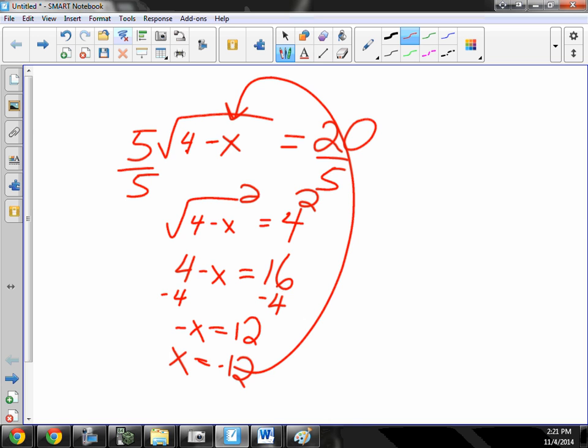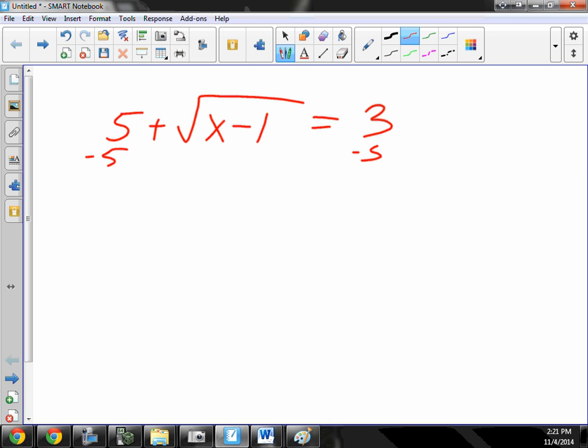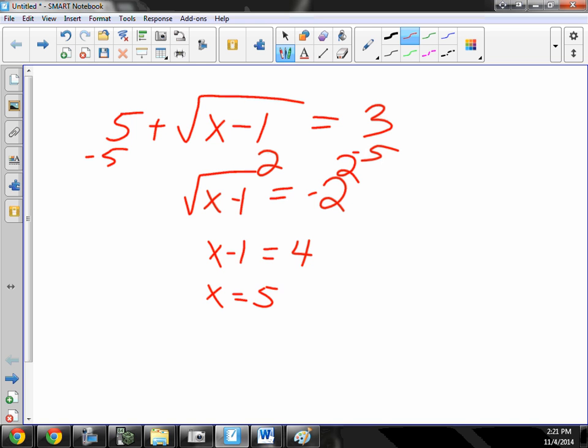Okay? What if I had 5 plus the square root of x minus 1 equals 3? I need to subtract the 5 over. So the square root of x minus 1 equals negative 2. Square it. x minus 1 equals 4. So x equals 5. Now I double check to see if that 5 actually works.